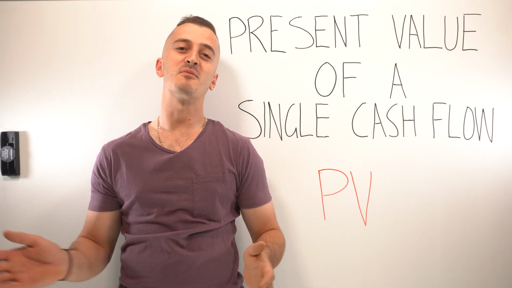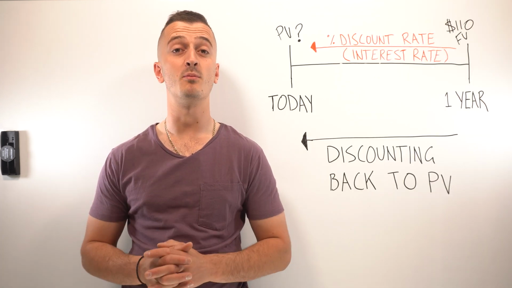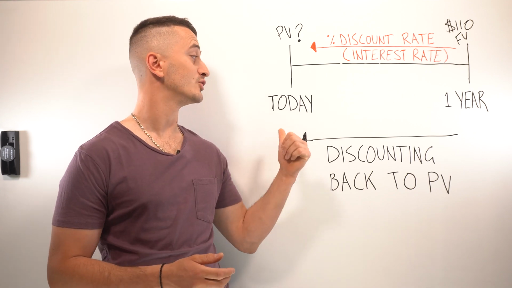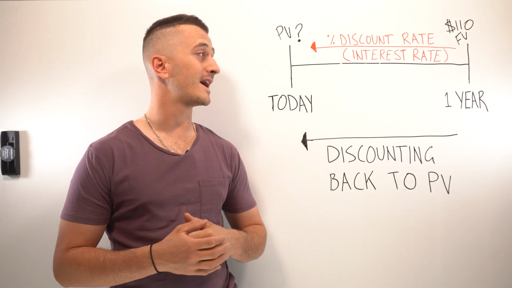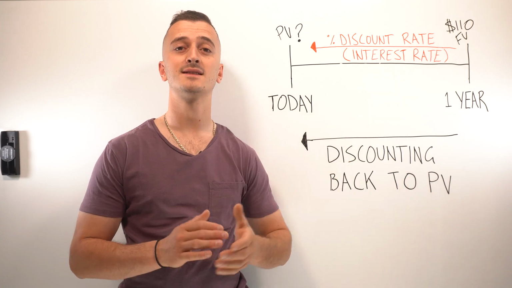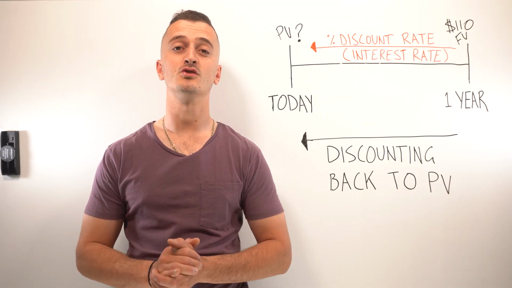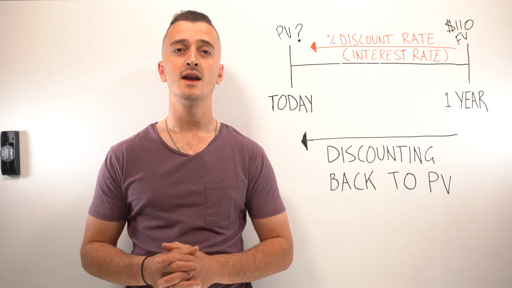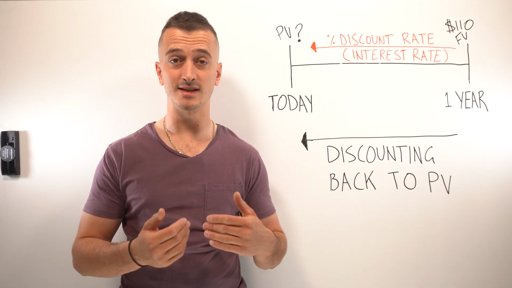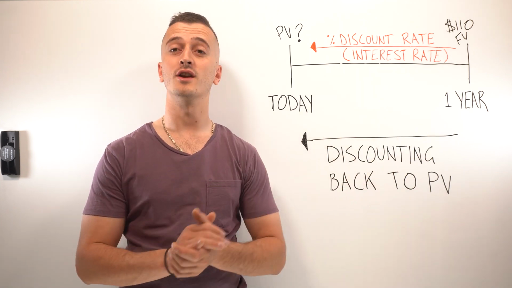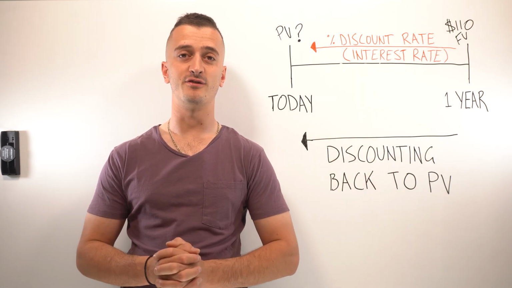Now with that out of the way, let's jump right into it. So what is meant by present value of a single cash flow? It's the current value today of a cash flow that is going to be received at some point in the future. Investors use present value calculations all the time, and what they're trying to do is work out how much they need to invest today to achieve their specific rate of return on an amount that they're going to receive in the future.